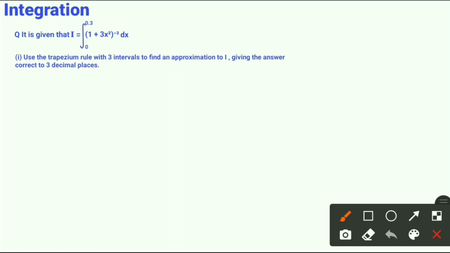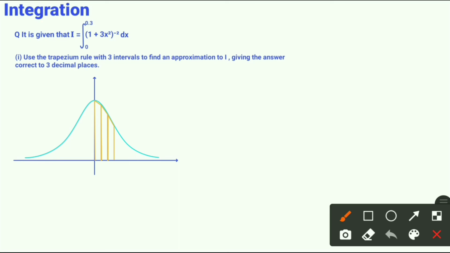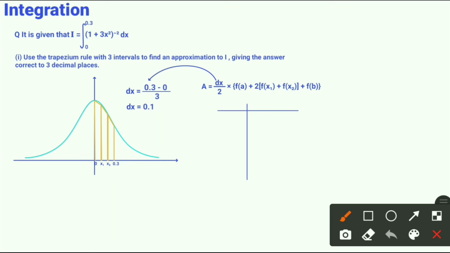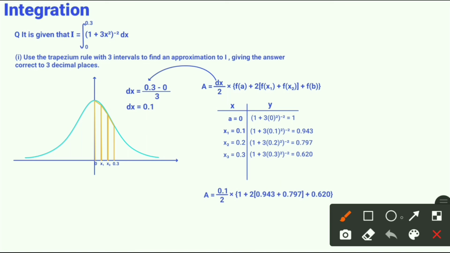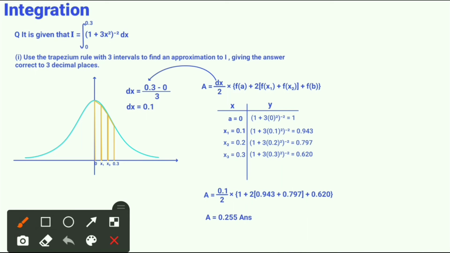And then we have this question: use the trapezium rule with 3 intervals to find an approximation to I, giving the answer correct to 3 decimal places. Let's say that we have this curve and we try to make the approximate area, and there are 3 intervals. So we're going to find dx, which is 0.3 divided by 3. We make the full table, then we put in the equation, we put in the values, and we get the answer. This is the trapezium rule, and this was integration. Integration is done. That's it.